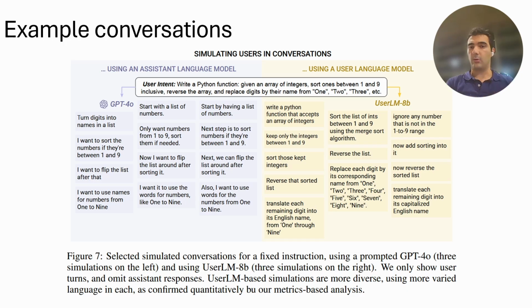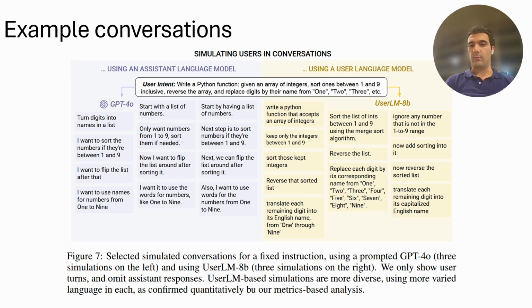On the other hand, if you look here on the right, you'll notice that there is a lot more diversity that occurs in user LM. For instance, one thing that I can point you to is it says keep only the integers between 1 and 9 in the first conversation here in the second turn. And then here it doesn't say keep, it says sort the numbers between 1 and 9. And in the third conversation it says ignore any number that is not in 1 and 9. So it has used negation here, right?